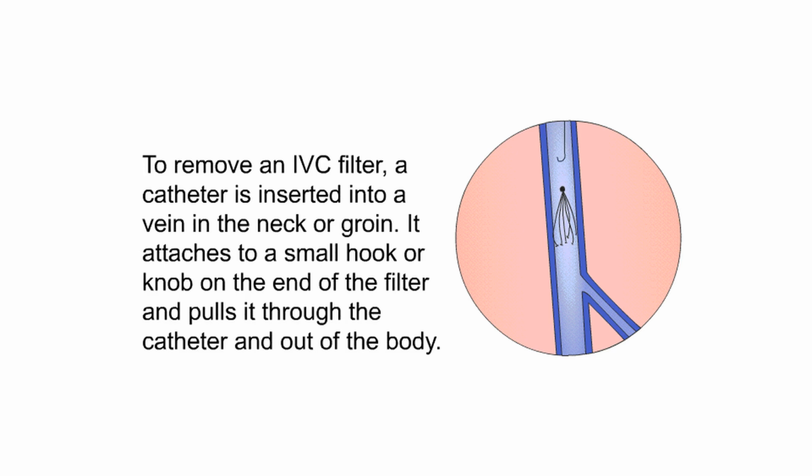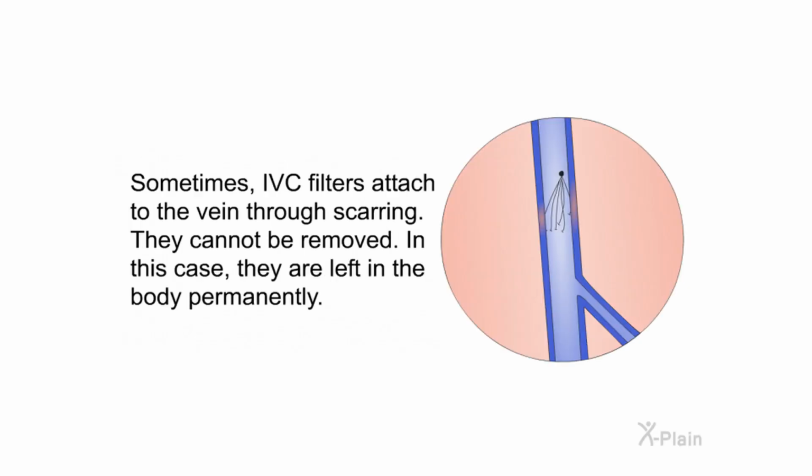To remove an IVC filter, a catheter is inserted into a vein in the neck or groin. It attaches to a small hook or knob on the end of the filter and pulls it through the catheter and out of the body. Sometimes IVC filters attach to the vein through scarring. They cannot be removed. In this case, they are left in the body permanently.